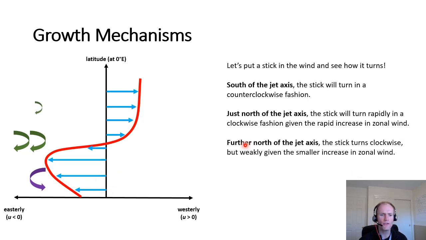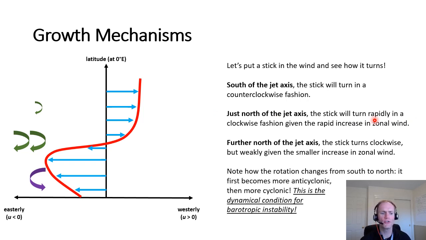And if we go even further to the north, adding in some blue arrows to depict the westerly flow there, it does increase, so it's going to cause anticyclonic rotation there as well, but it's going to be relatively weak in this case. The stick will turn over, but there's not a lot of change in the zonal wind that we see across this region. So it's given here by this relatively thin green rotation marker that I have depicted here.